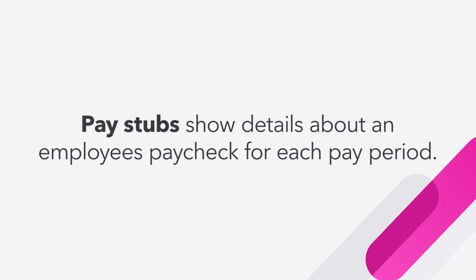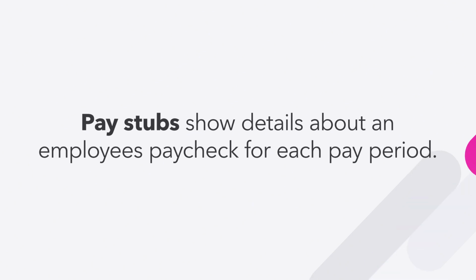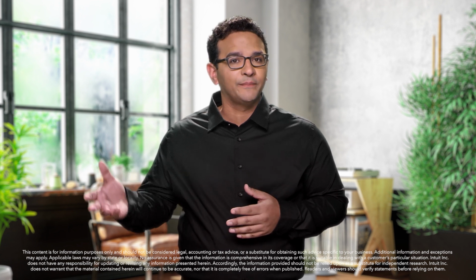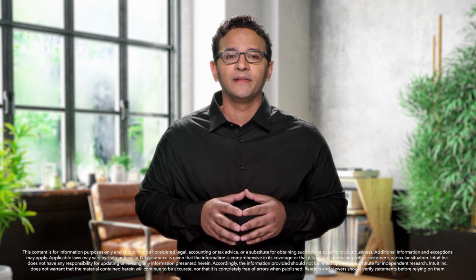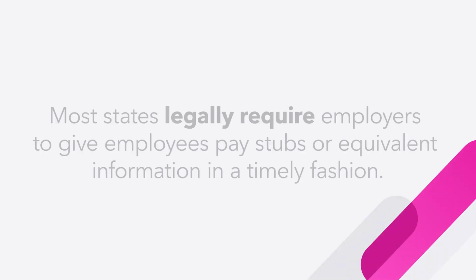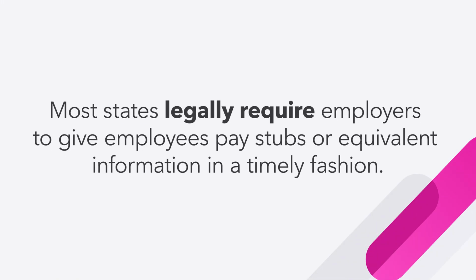Pay stubs show details about each of the employees' paychecks for each period. They typically accompany physical paychecks. However, most employers offer direct deposit, and they make these pay stubs available electronically to make the paycheck process totally paperless. Pay stubs are particularly important because they keep employees informed. They also help employees get a clear picture of their wages, deductions, and net paycheck, which is the cash that they actually receive. Pay stubs aren't required by federal law, but most states legally require employers to give employees pay stubs or equivalent information in a timely fashion. Check with your state for details about that.